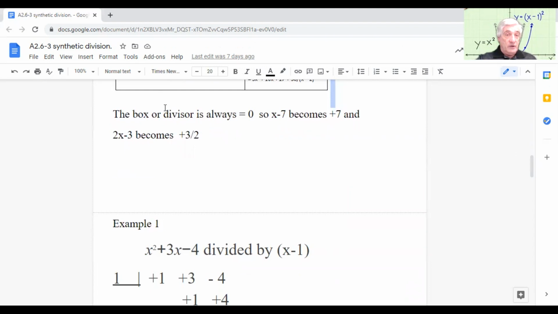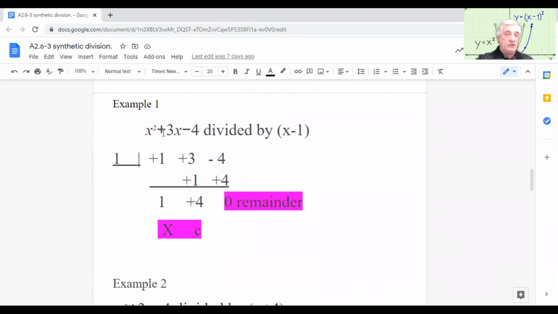The box or divisor is always equal to 0. So x minus 7 becomes plus 7, and 2x minus 3 becomes plus 3 divided by 2. How did I get that? I said 2x minus 3 equal to 0, and I did that pre-algebra to get plus 3/2. That is, we're going to add 3 to both sides, then we're going to divide by 2, both sides.